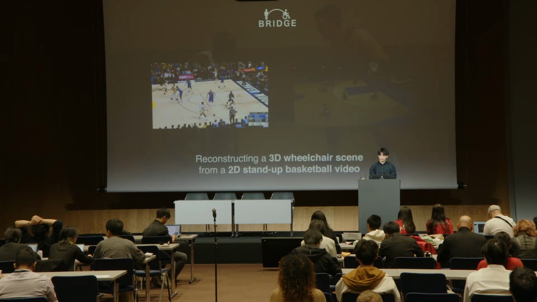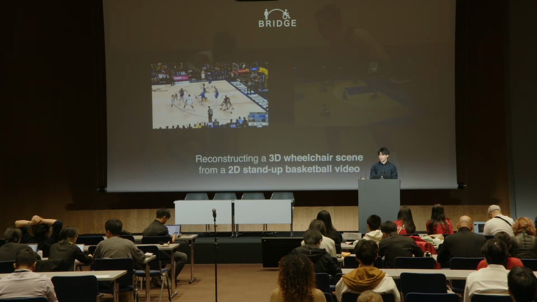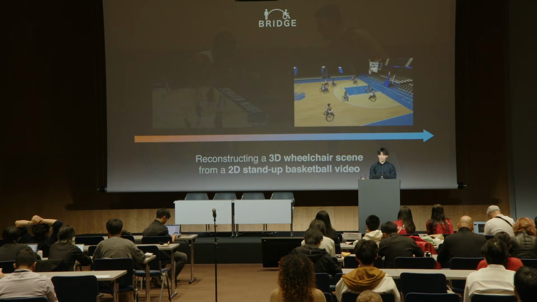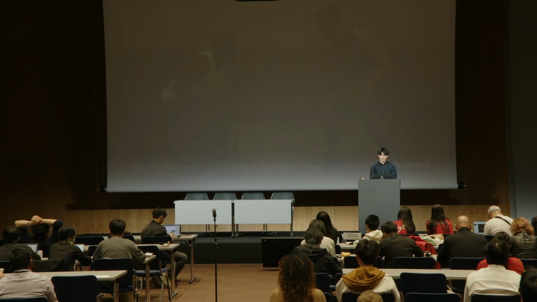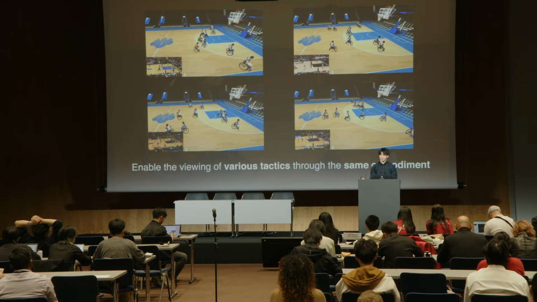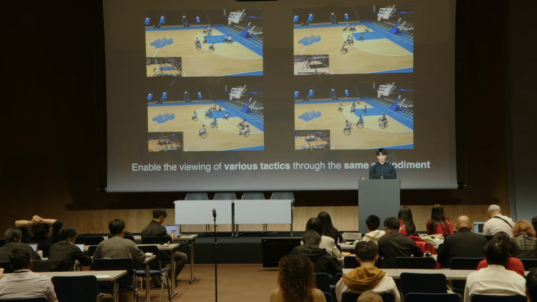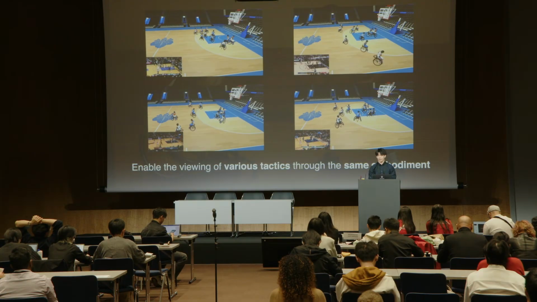Bleach automatically transforms non-disabled sports videos into wheelchair-based simulation. This reduces the cognitive effort required to interpret the movement, allowing para-athletes to focus on the tactics. It can be applied to diverse video sources, acting as a bridge that reduces the information gap between non-disabled and para-athletes.